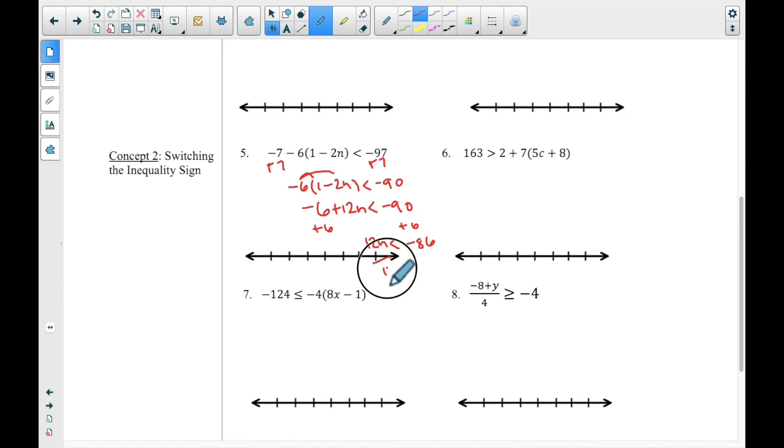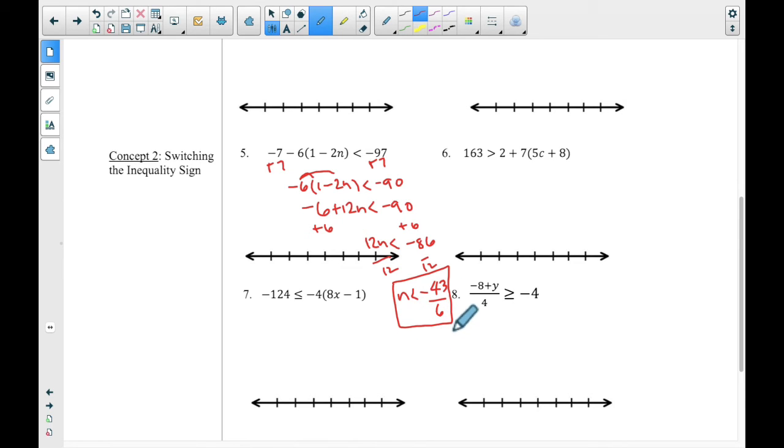I need to divide by 12, and I get n is less than negative 86 over 12, which does not simplify very easily. It does simplify down to negative 43 over 6, but it's not a whole number. That's okay. We can leave it as a fraction. In this class, we never use mixed numbers, and improper fractions are really how I would prefer to have answers. Not decimals unless I say so, but usually improper fractions are what we want.